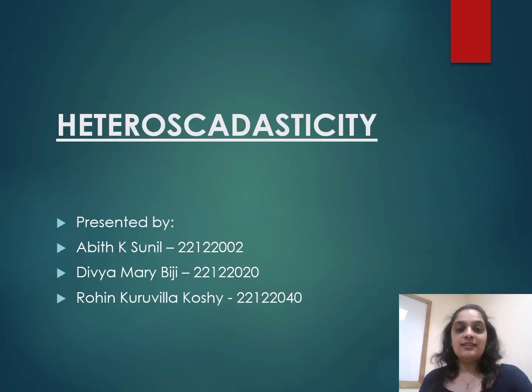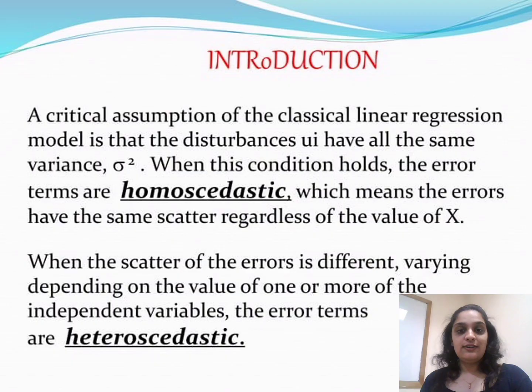Hello everyone. In this video, we are trying to explain the term heteroscedasticity. Before explaining heteroscedasticity, I would like to introduce the term homoscedasticity. A critical assumption of the classical linear regression model is that the error term is constant across all the observations.